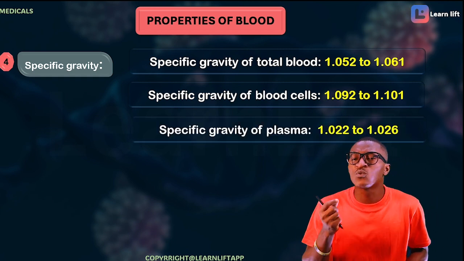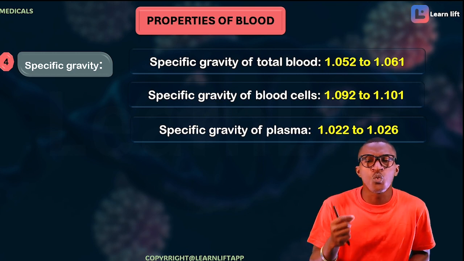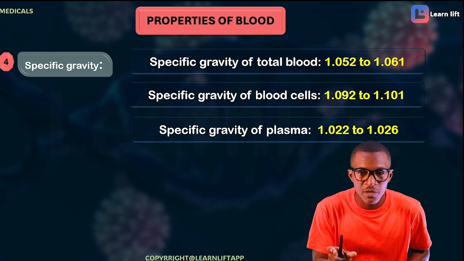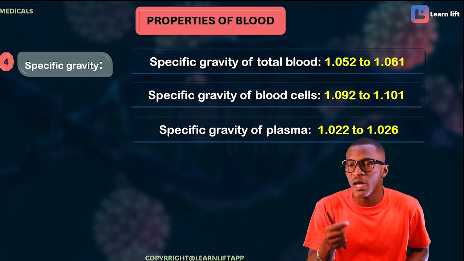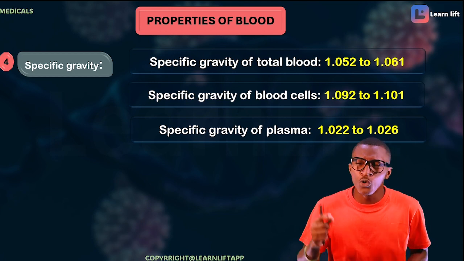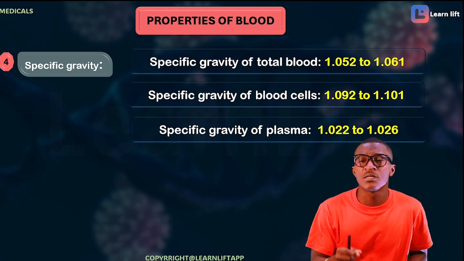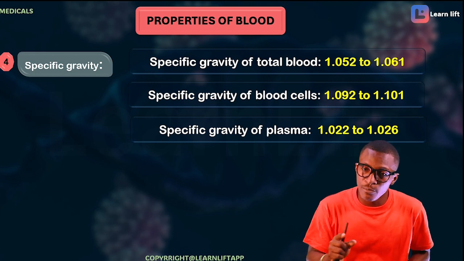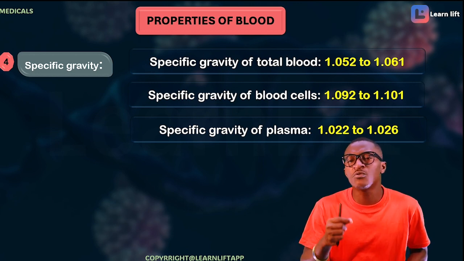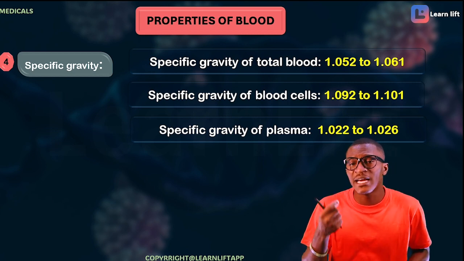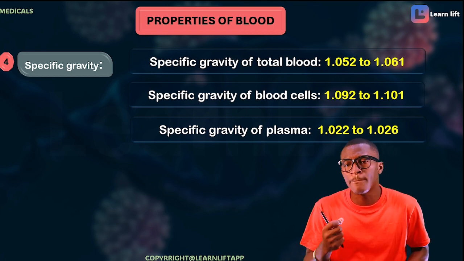Specific gravity of plasma is 1.022 to 1.026. This is the only one where the difference is 4, because the difference between 22 and 26 is 4. So take note: specific gravity of total blood is 1.052 to 1.061, for red blood cells it is 1.092 to 1.101, while the specific gravity of plasma is 1.022 to 1.026.